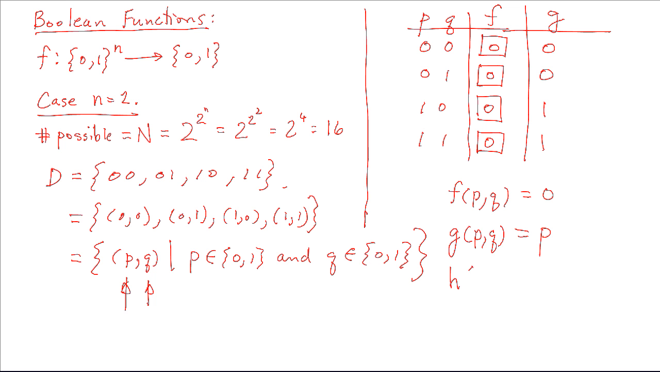Another possible function is Q itself. Okay, so the function h now only depends on Q, and the pattern for Q is a 0, 1, 0, 1. So I'm just going to repeat that pattern here to define the function h. Okay, so if we use the P and Q notation here, we can define a number of different functions. So I'm going to go ahead and show you some special functions. Okay.